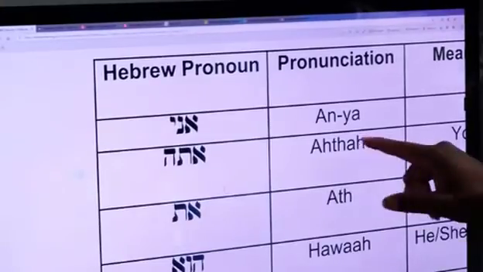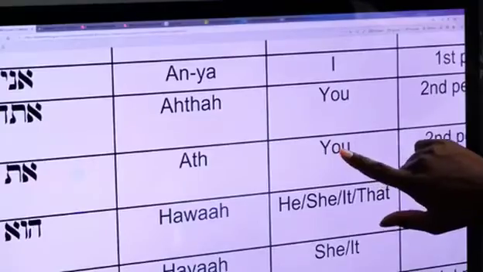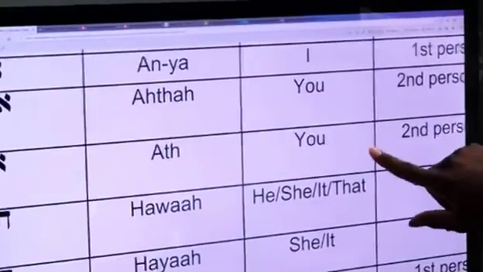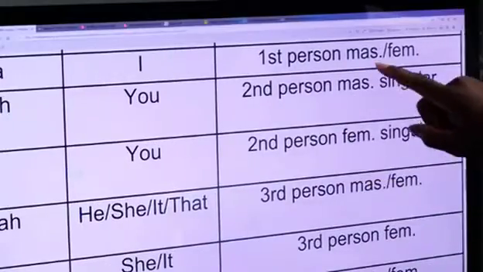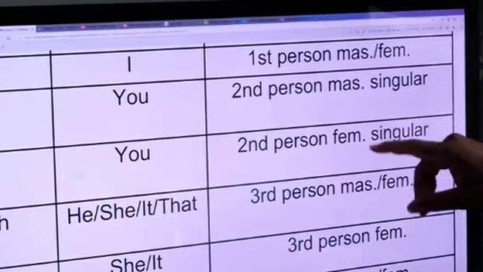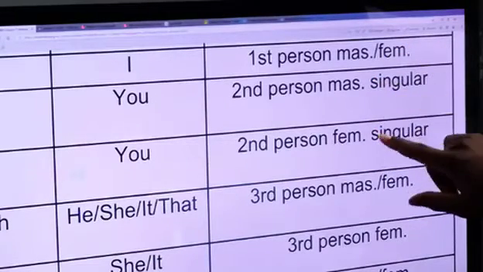Okay, so we showed you the masculine form of atah. Now we're moving on to the feminine form, which is at. Also means you. Second person point of view, feminine in gender, singular in number. Obviously, the difference is the fact that atah is masculine and at is feminine.